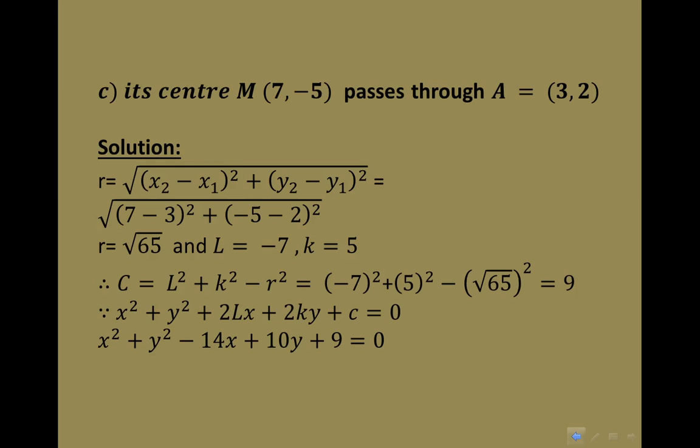Also, the general equation is written as x power 2 plus y power 2 plus 2lx plus 2ky plus c equals 0. Then x squared plus y squared. Here L equals negative 7. 2 times negative 7 equals negative 14x. And the k here equals 5. Then 2 times 5 equals 10y plus c, which equals 9. The final result, x squared plus y squared minus 14x plus 10y plus 9 equals 0.